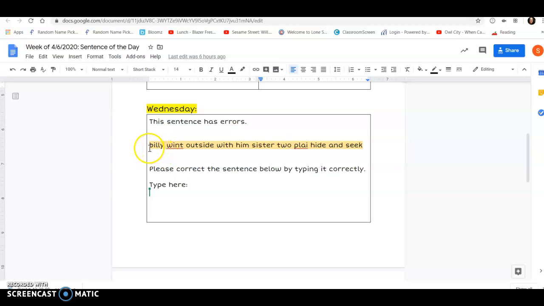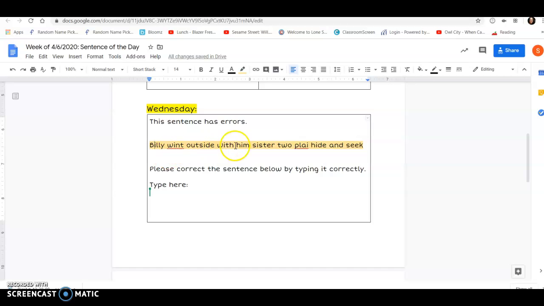So the first thing that I notice is that this here is the start of a sentence, right? What's supposed to be at the beginning of a sentence? You should say a capital letter, right? Every sentence needs to start with a capital letter. And this is a name of a person, Billy. So we know that his name starts with a capital letter. So that's something that I would fix. I would put a capital B there, okay?